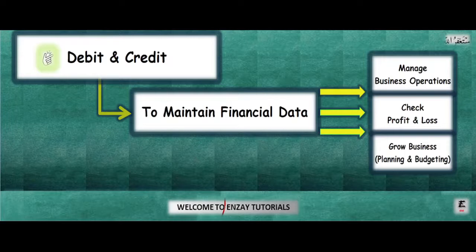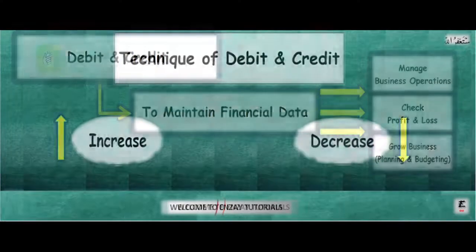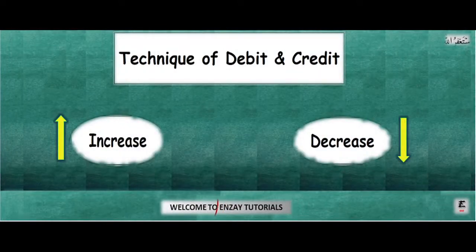So the question is why we record business transactions or why we maintain financial data of a business. Financial data of a business is recorded to manage their business operations and to grow their business. This is the reason why we record the financial data, and debit and credit is a technique. These two symbols or signs used in accounting are the technique through which we record business transactions.